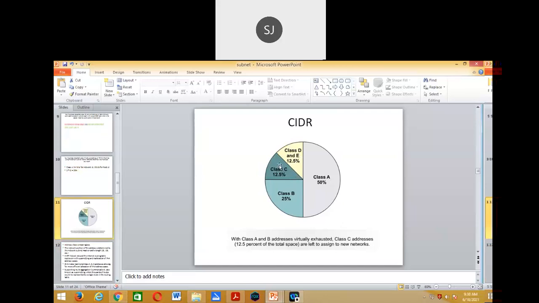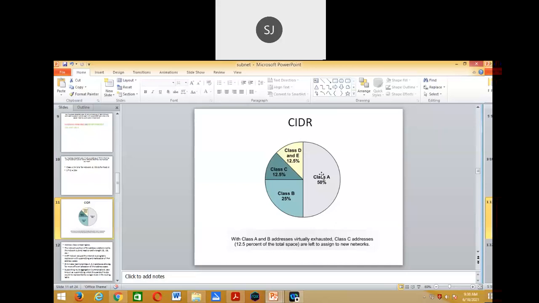For small organizations there has to be flexibility. See, 50% of the addresses are class A addresses. So how many bits? 2 raised to 24 hosts. So it is not useful. A lot of IP addresses will simply be wasted. Okay, so that is why.